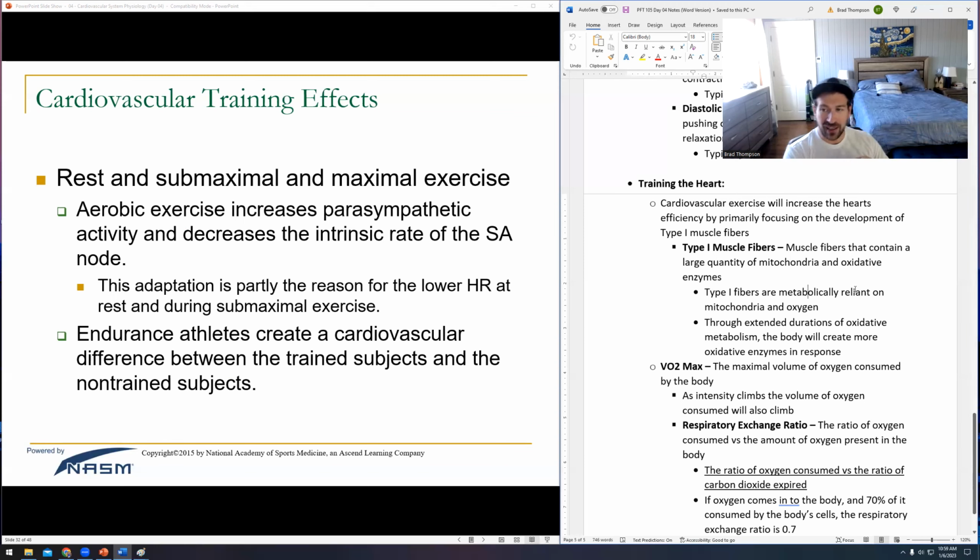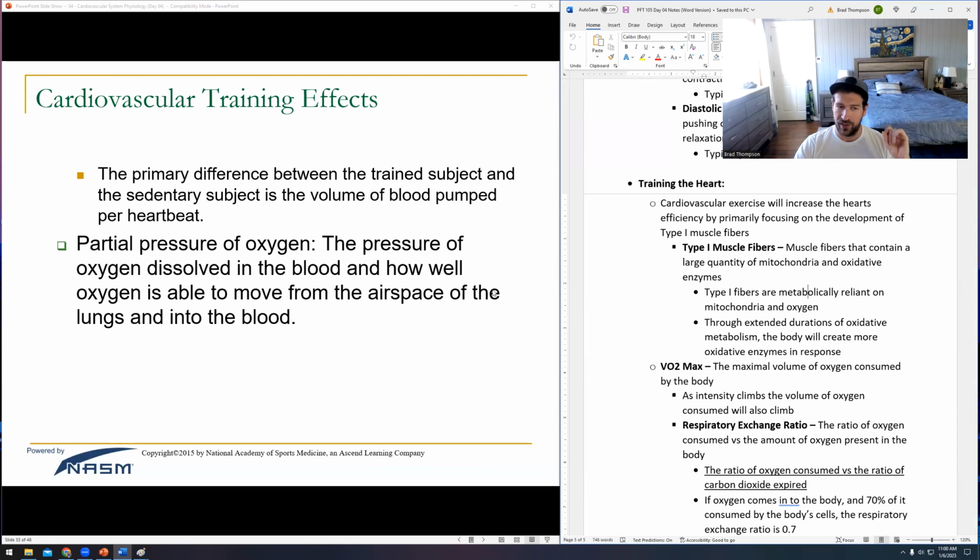So when you're training your heart, we know that cardiovascular exercise, and by the way, cardio can be lifting weights. It doesn't have to be going for a run or getting on a treadmill or anything like that. There's lots of forms of cardio. Anything where your heart rate's getting elevated for an extended period of time increases the efficiency of your heart, because it does a couple of really cool different things.